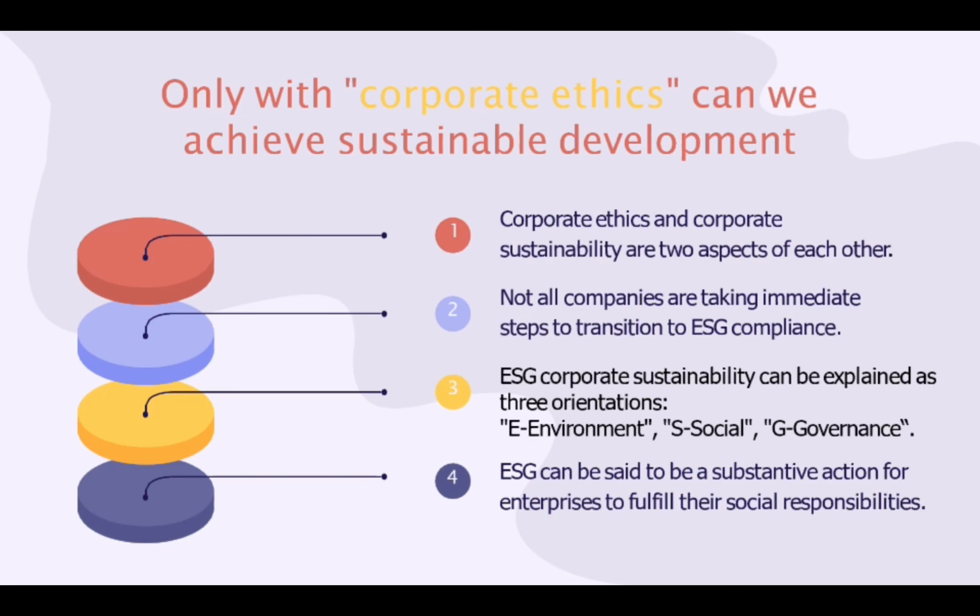G for governance. The management and operations of the company by the board of directors and company decision makers. External and internal risk management, maintenance of stakeholder relations, rights and interests of supply chain manufacturers, and safety of labor and working environments, etc.